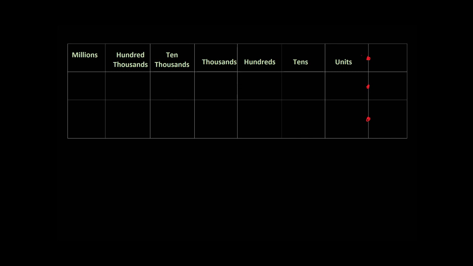Most people are familiar with the beginning of the whole number side. So we start with ones or units, then we've got tens, hundreds, thousands, 10,000s, if I can squeeze these in, 100,000s, then we've got our million. Just about squeezing it in.